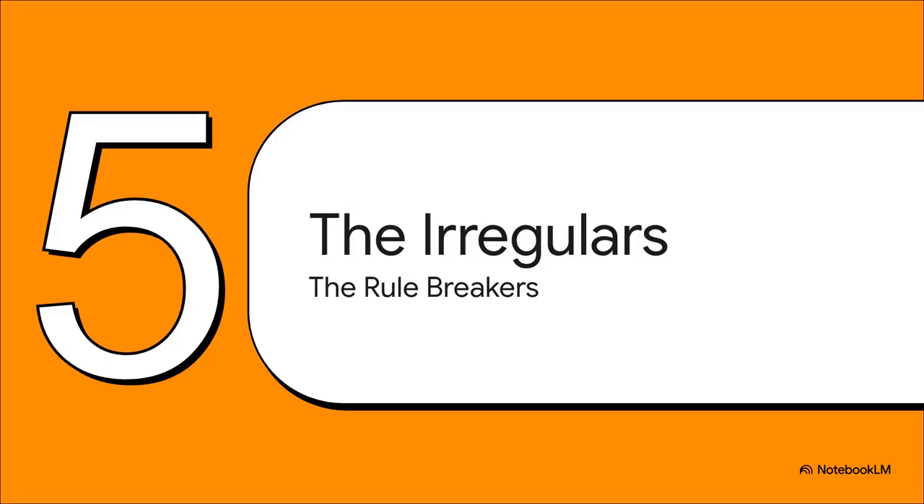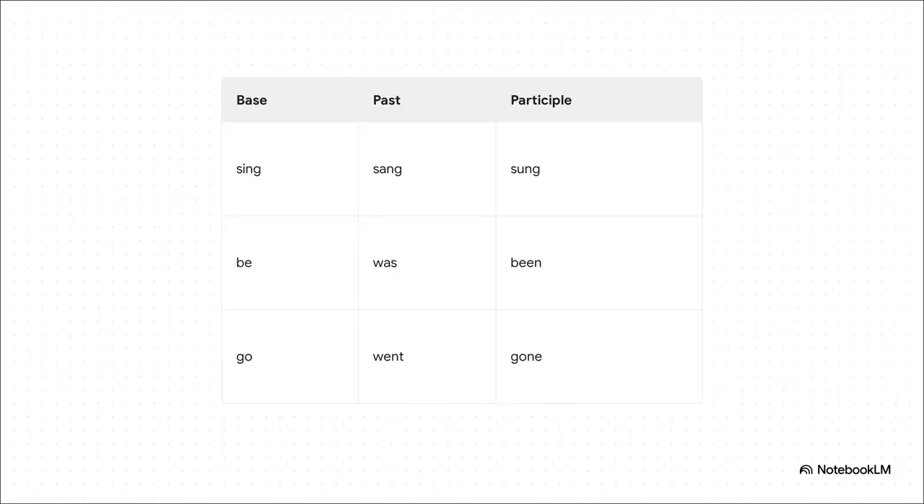And finally, we arrive at Section 5, Irregulars, the rule breakers. If regular verbs are the well-behaved machines that just politely add an ed to show the past tense, like play becoming played, irregular verbs are the absolute rebels of the dictionary. There are over 200 of these guys in regular everyday use, and they completely ignore the standard conjugation patterns.